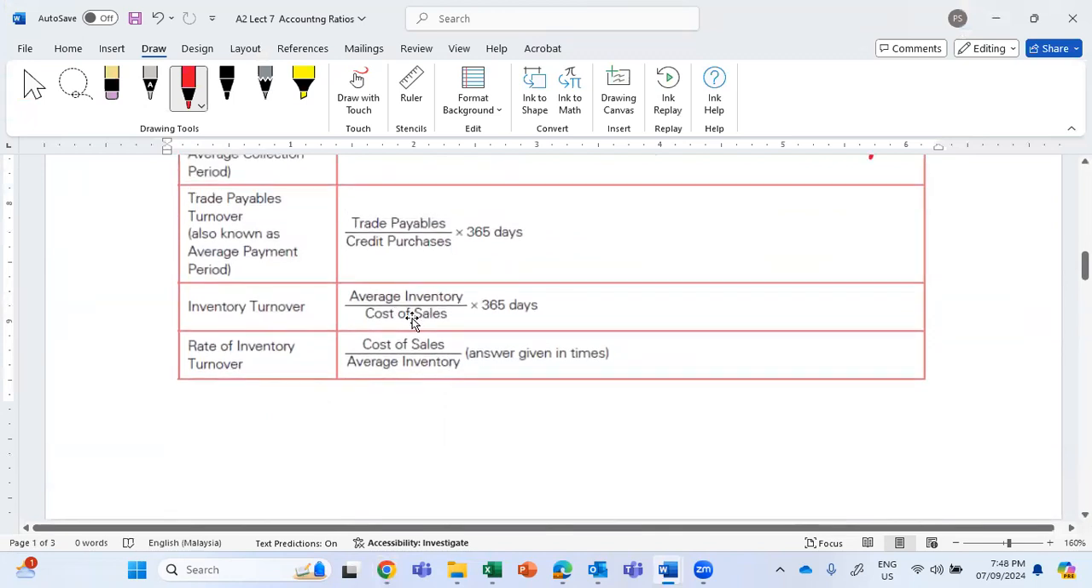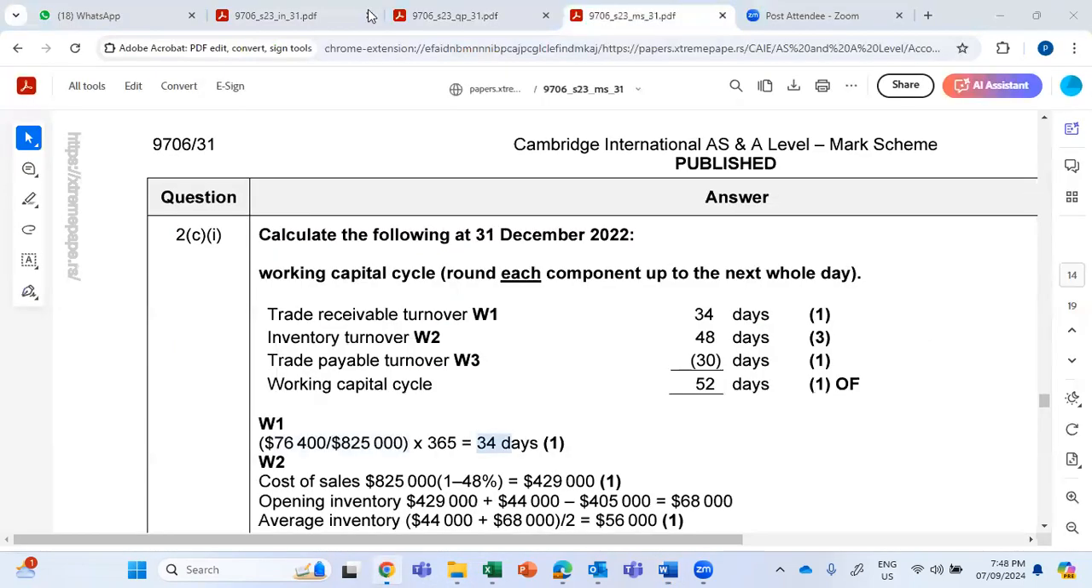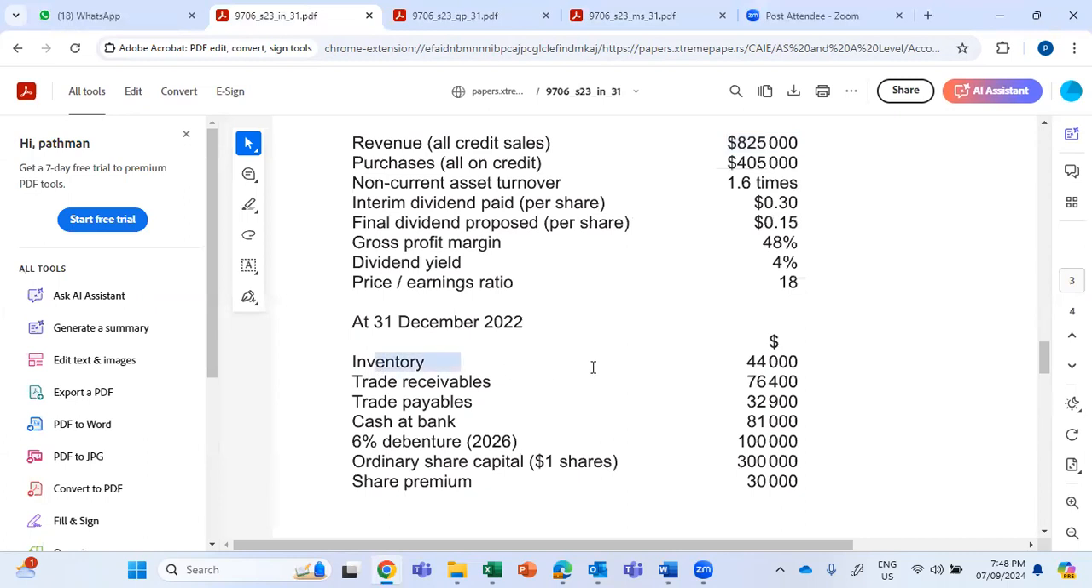Average inventory over cost of sales times 365. In the original question, they gave you the closing inventory. They didn't tell you the opening inventory, but you can find out using AS techniques, because the gross margin is 48%, which means the gross profit is 48% of revenue. Therefore, the cost of sales would be 52%, since 100% minus 48% is 52%. 52% of 825,000 would be your cost of sales.